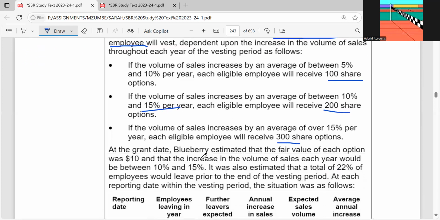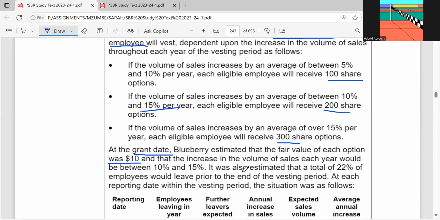At the grant date, Blueberry estimated that the fair value of each option was $10. You'd obviously be provided with this. And that the increase in the volume of sales each year would be between 10% and 15%. This was the estimation at the grant date. We don't need the estimation at the grant date; we need to know at the end of each year. At the grant date, we only need the fair value. We look at the end of each year, which is when we recognize an expense.